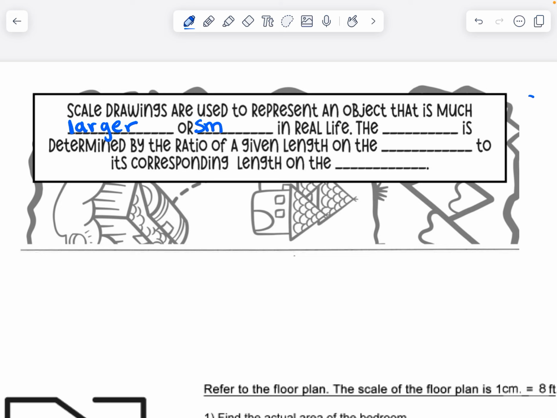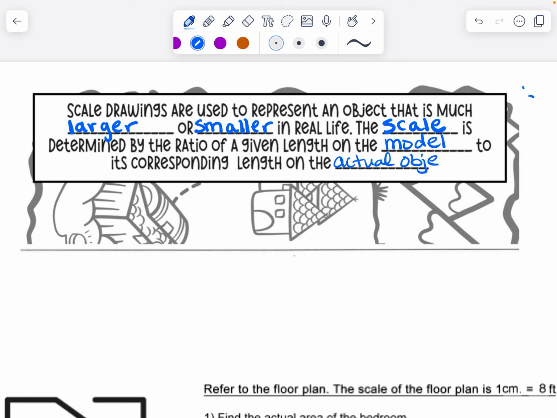You might be thinking, when would we ever see a model or a drawing of something that is smaller in real life? And the answer to that would be maybe like a cell in your science book. A cell is very tiny, but the drawing would be bigger than an actual cell. The scale that we use is determined by the ratio of a given length on the model to its corresponding length on the actual object. Remember that a ratio is just a fraction.